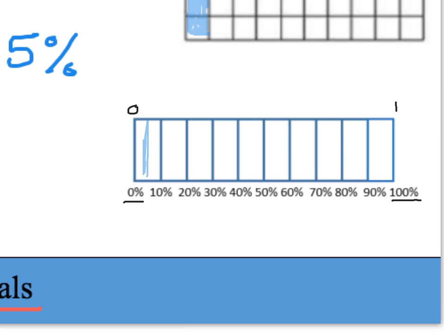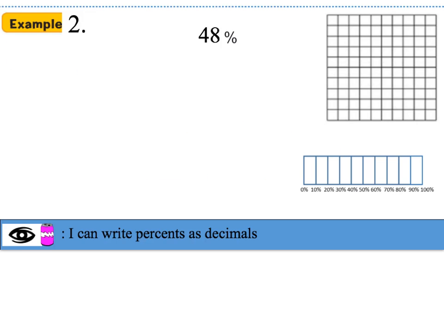So the shaded region shows 5%. And at the very top, the decimal form of that is 0.05.